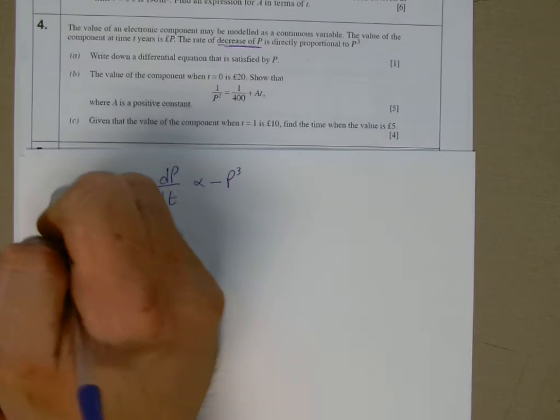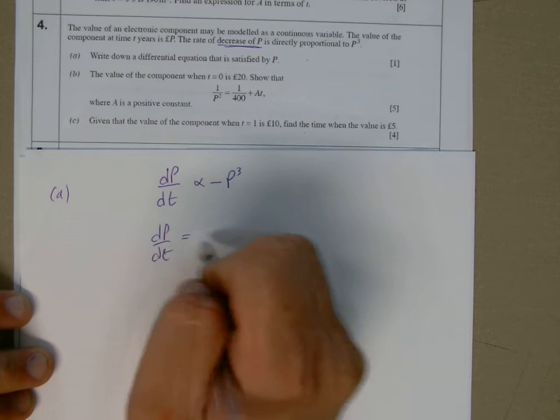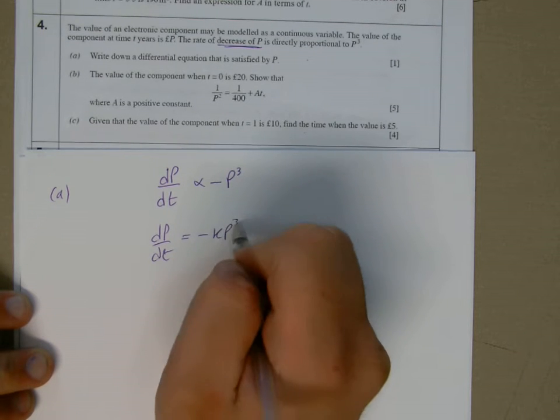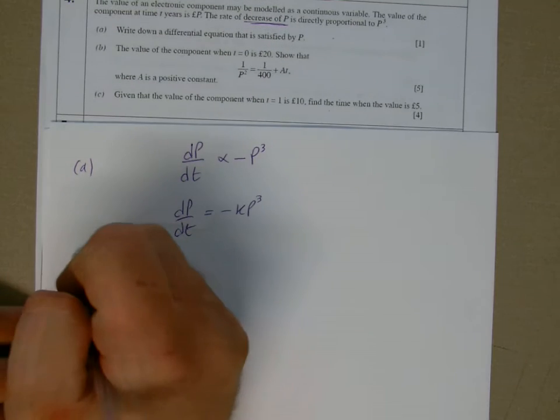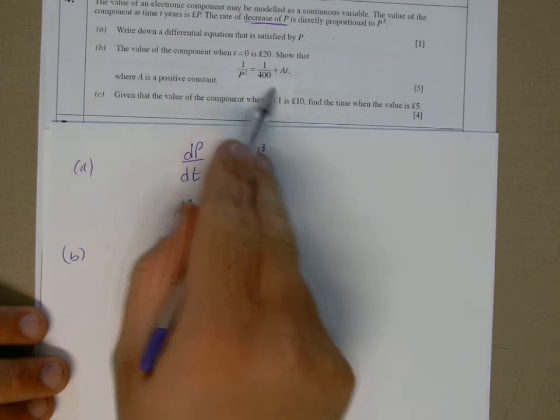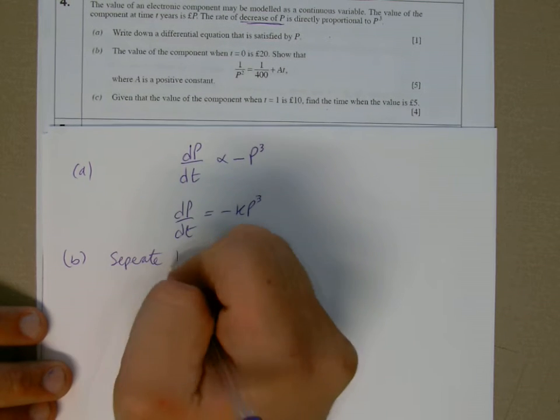So to get the differential equation, you need to have an equals, don't you? So we'll introduce a constant of proportionality, which would be k. And so that's your part A answered. Then in part B, we need to separate the variables.